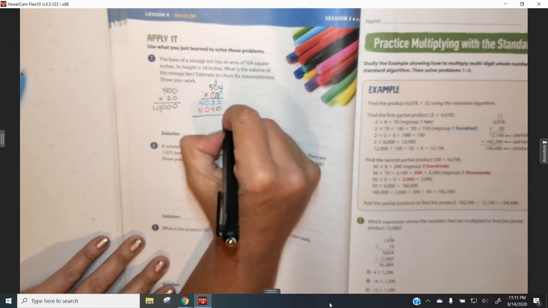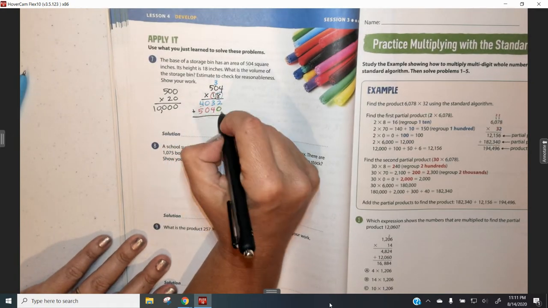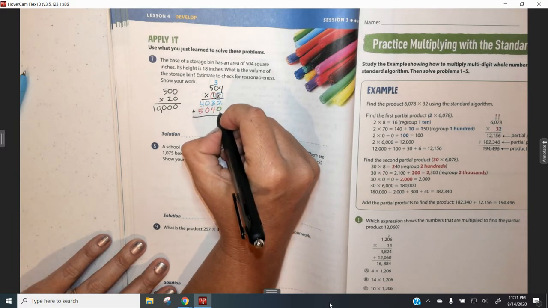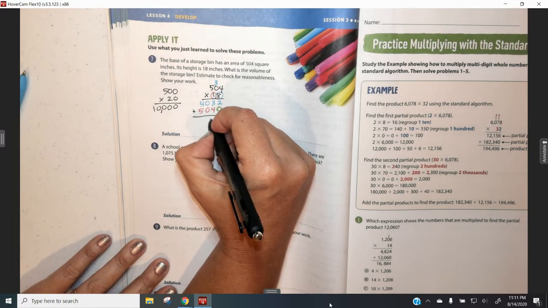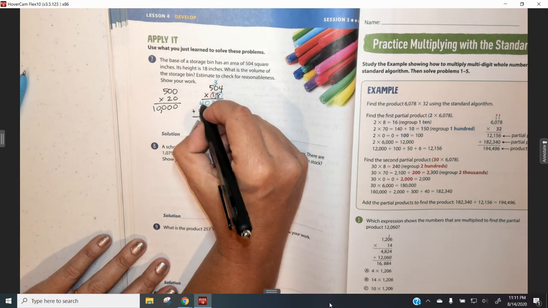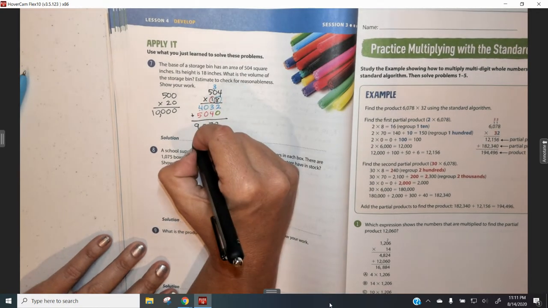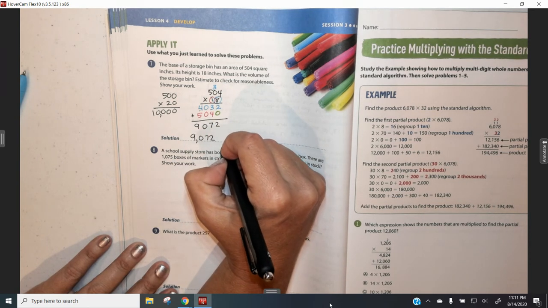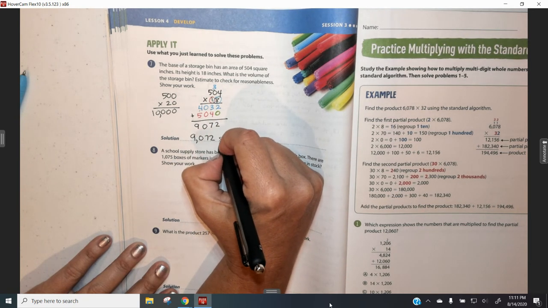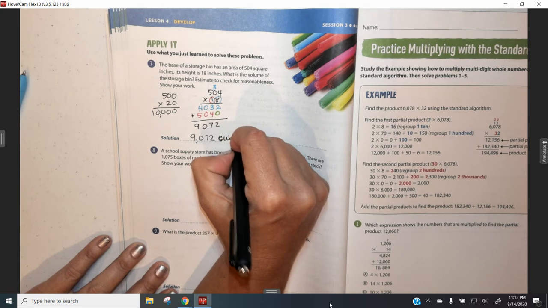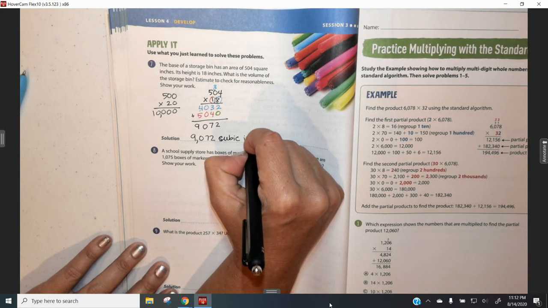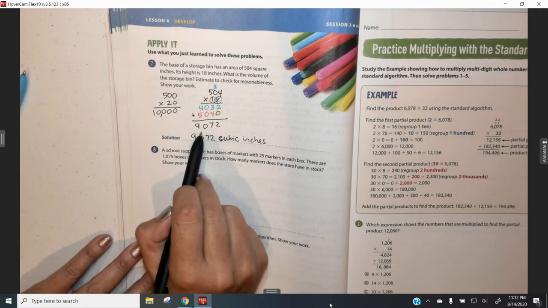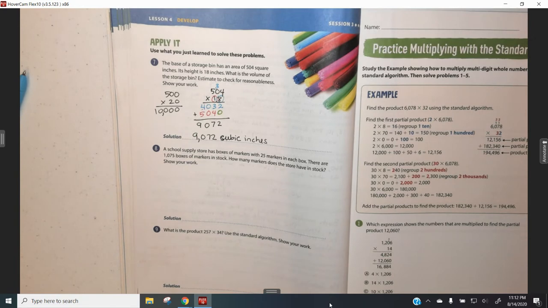Then we're going to add together the two partial products. 2 plus 0 is 2, 3 plus 4 is 7, 0 plus 0 is 0, 4 plus 5 is 9. So there are 9,072 cubic, because we're doing volume. I almost forgot cubic inches. And we knew our answer would be close to 10,000, and I think that that is pretty close to 10,000.